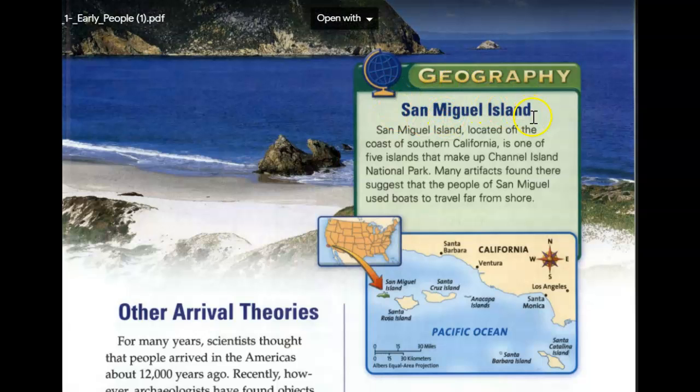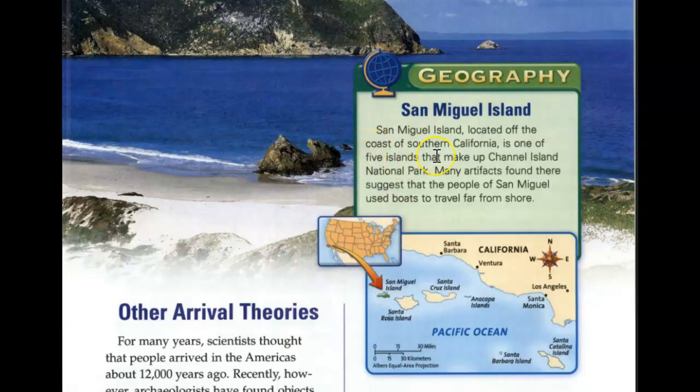Geography: San Miguel Island. San Miguel Island, located off the coast of Southern California, is one of the 5 islands that make up Channel Islands National Park. Many artifacts found there suggest that the people of San Miguel used boats to travel far from shore.